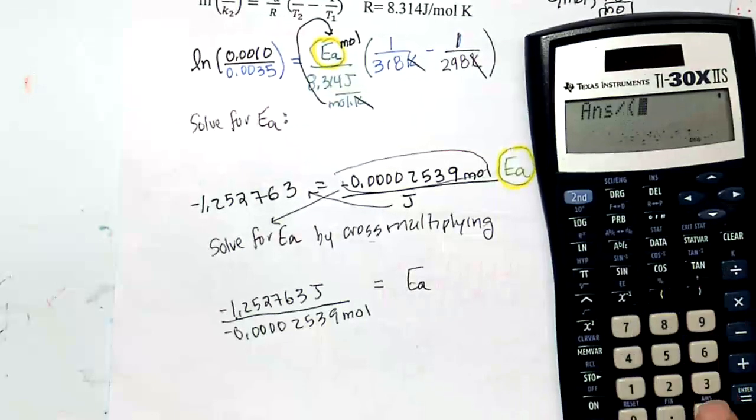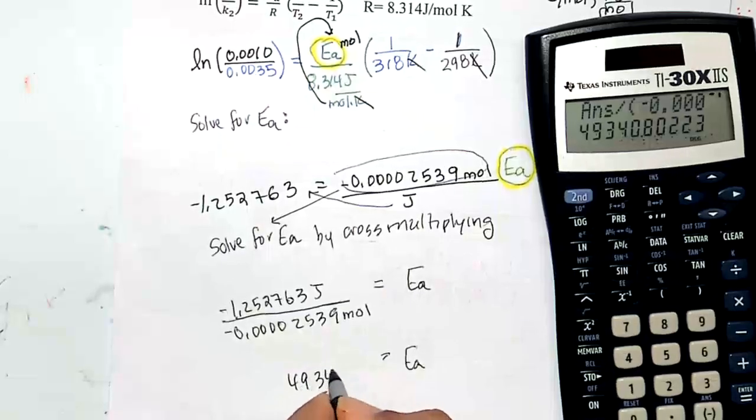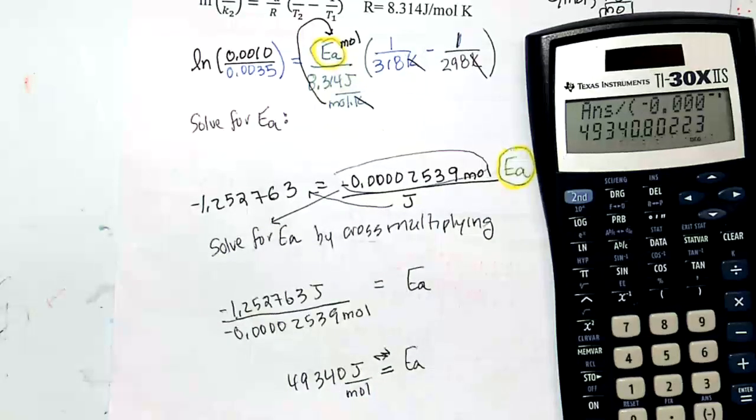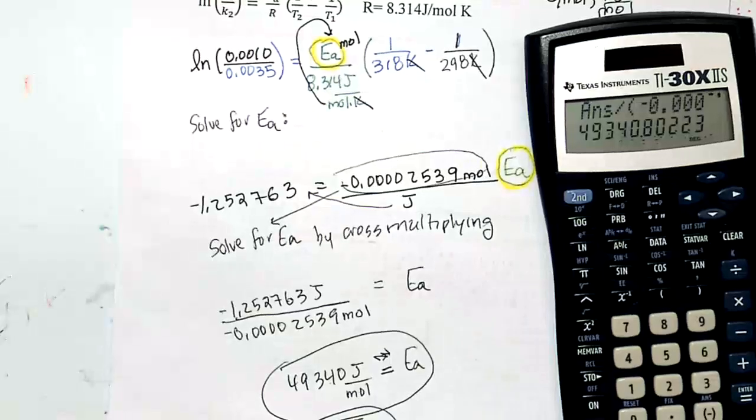And what is this on our calculator? Are you guys getting 49,341, something like that, or something close to it? Yes or no? Yep. All I need is one person on the calculator to confirm, so I'm good. You can also write this as 49.3 kilojoules per mole. So I'll accept this, which is fine, and that is also good.